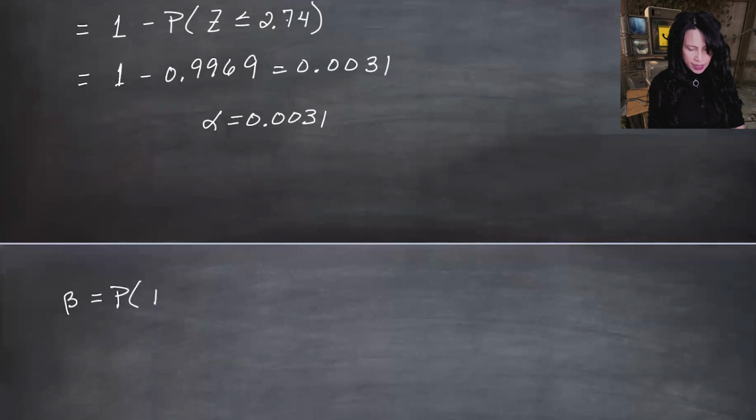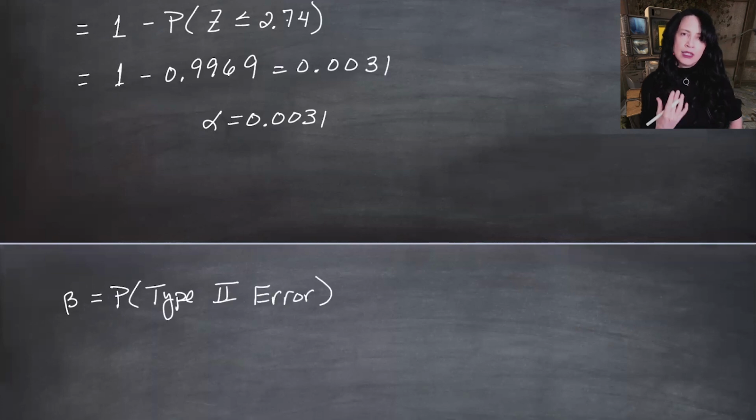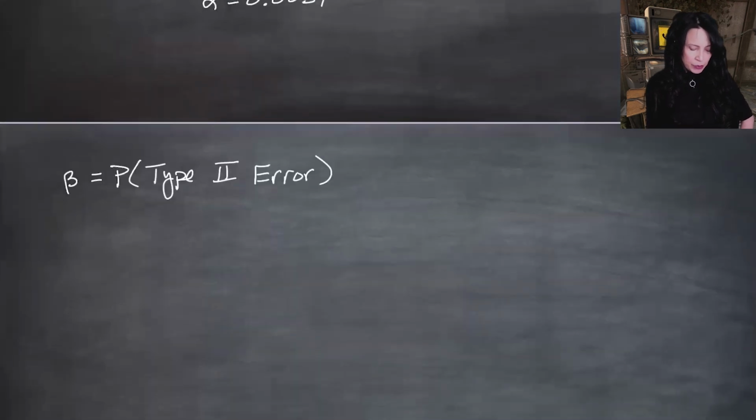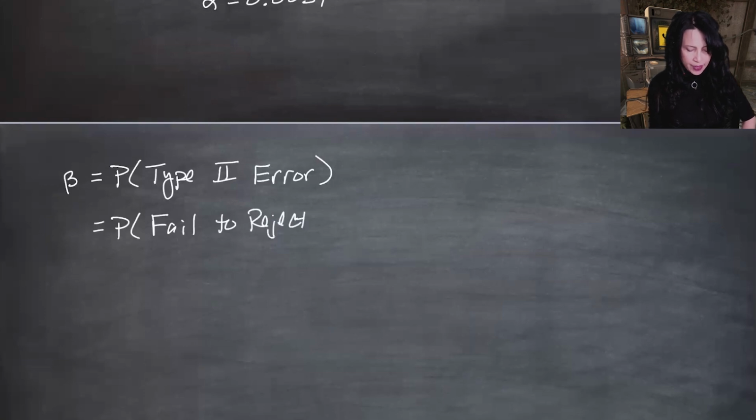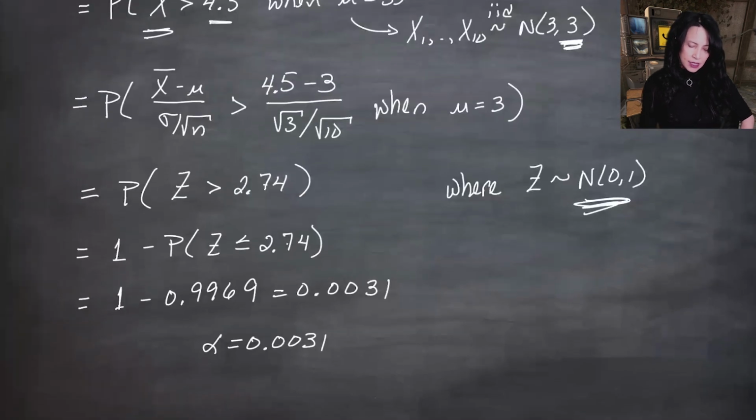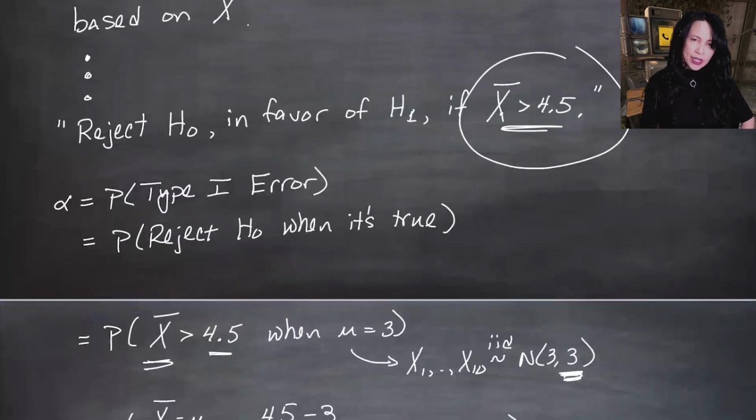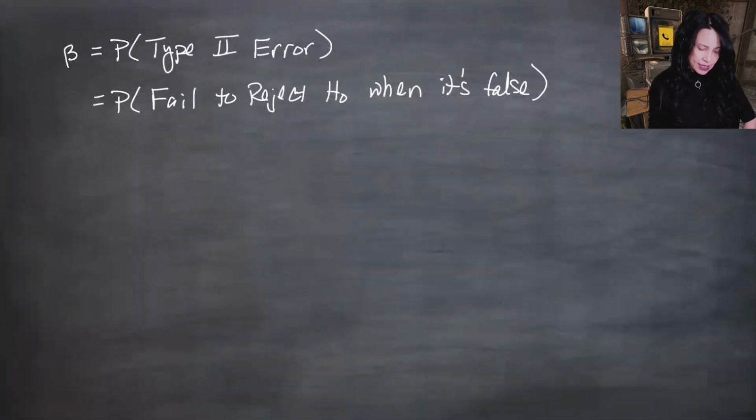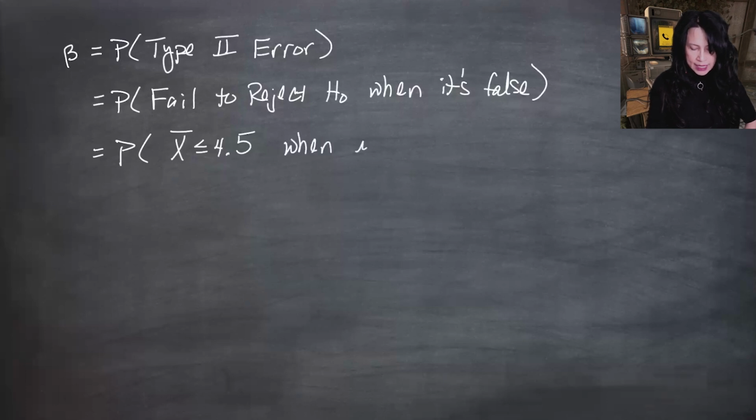Beta is the probability of making a type 2 error when using this decision rule, this rejection rule. We're going to reject the null hypothesis in favor of the alternative if we see that the sample mean x bar is greater than 4.5. So remember, this is the probability we fail to reject the null hypothesis when we should because it's false. If we reject when x bar is greater than 4.5, then we're going to fail to reject if x bar is less than or equal to 4.5. And when it's false means that mu is actually 5.